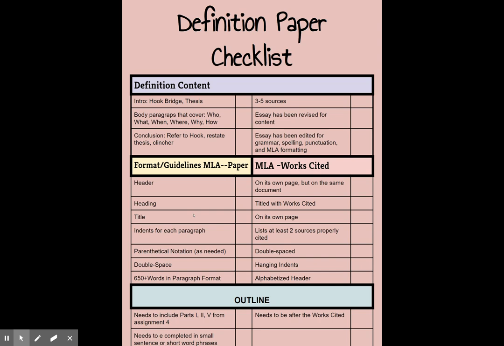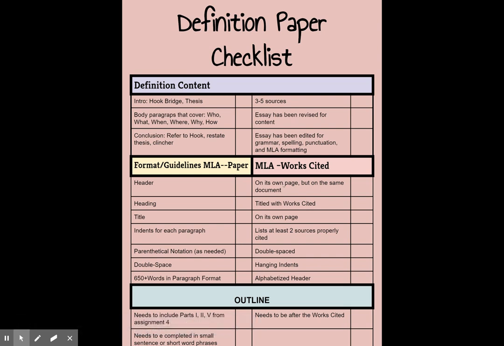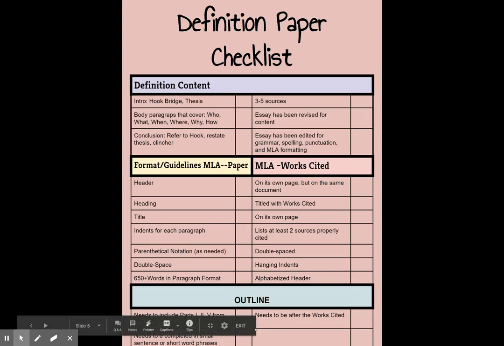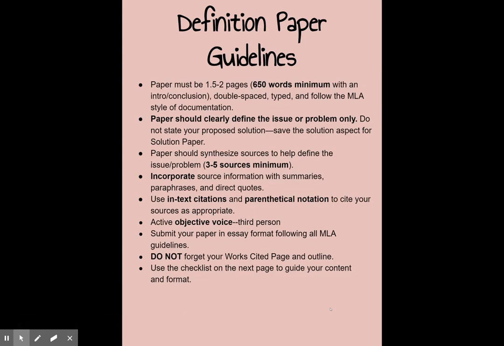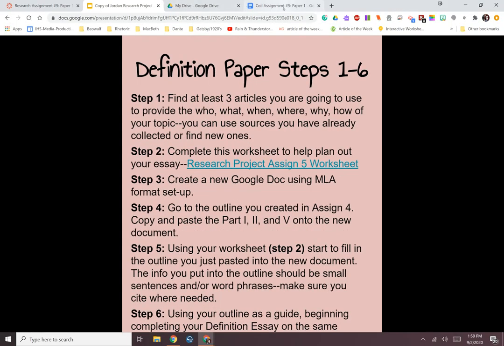Okay, you've got your heading and everything for MLA format. You've double spaced it. It's 650 words minimum. Your works cited should be on its own page. And you have at least, this should say 3 sources, not 2. And then it should be alphabetized. And then you have your outline. Okay. So that is kind of your guide for your paper.